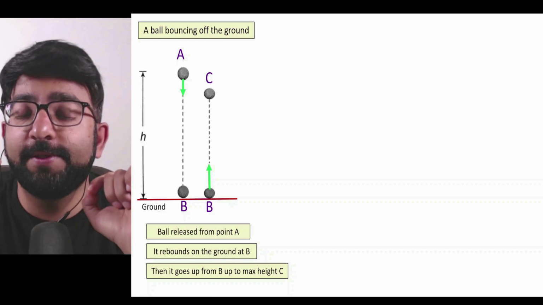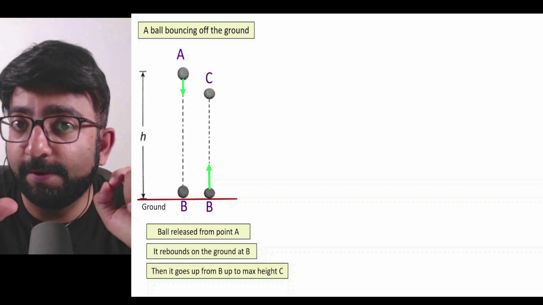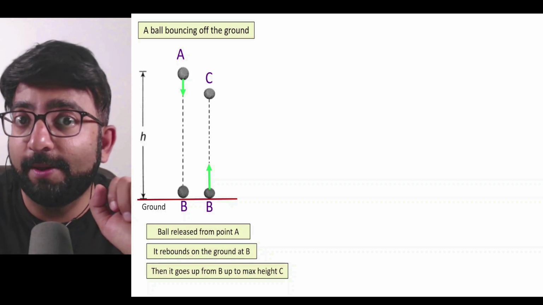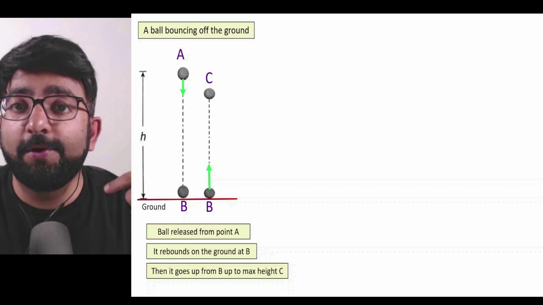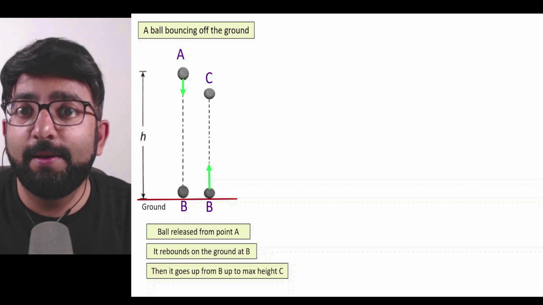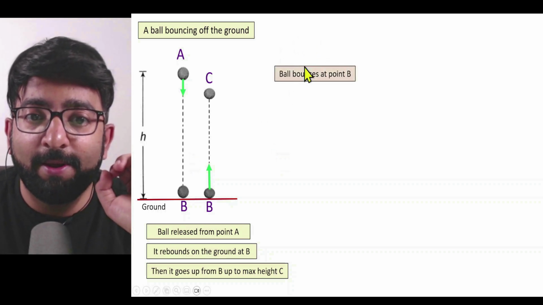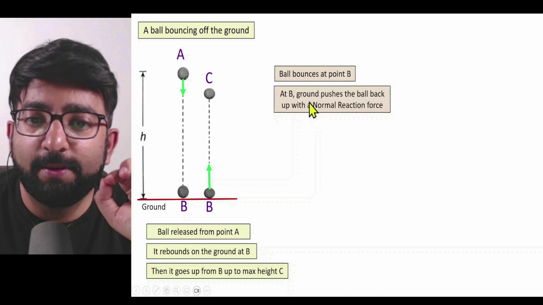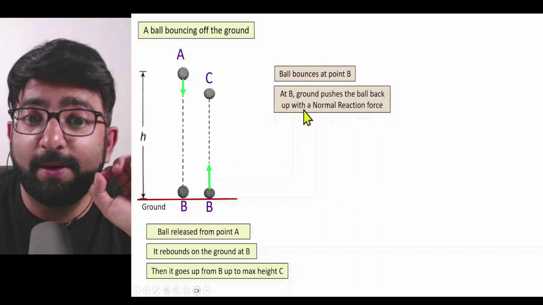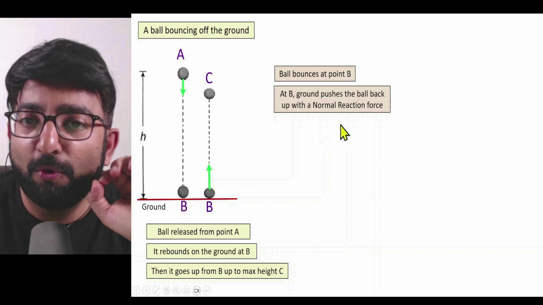We need to observe the different forces acting on the object. Remember the concept: if conservative forces are acting, then we can apply the mechanical energy conservation very easily. If we have a non-conservative force present, then mechanical energy conservation cannot be applied. So over here, the ball is going to bounce at the point B. At point B, the ground pushes the ball back up with a normal reaction force. Let us understand this point in a little more detail.